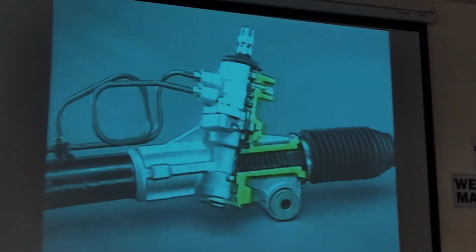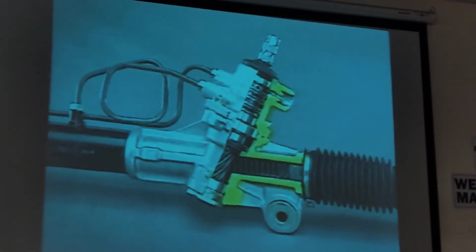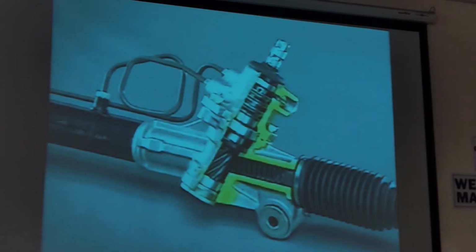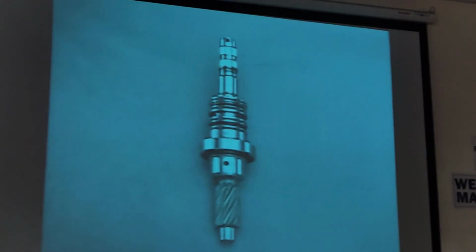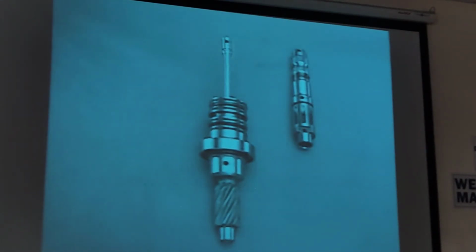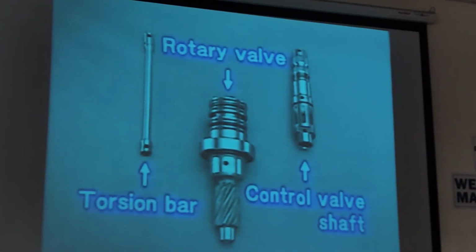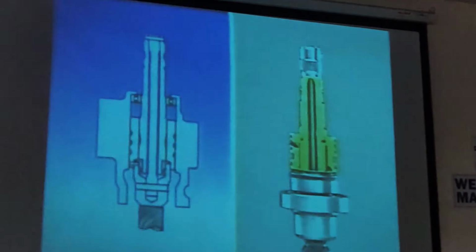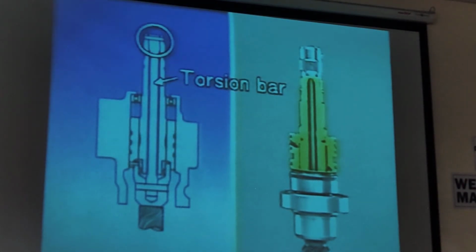The control valve is located in the steering gear box. It consists of the valve shaft and the rotary valve. These two components are connected to either end of a torsion bar. The valve shaft is secured at the top end of the torsion bar, and the rotary valve is secured at the bottom.